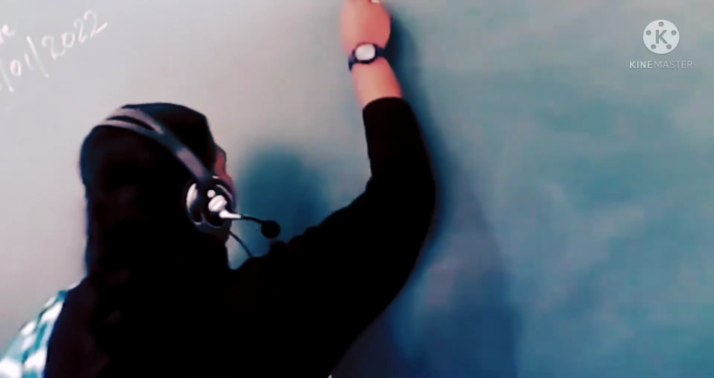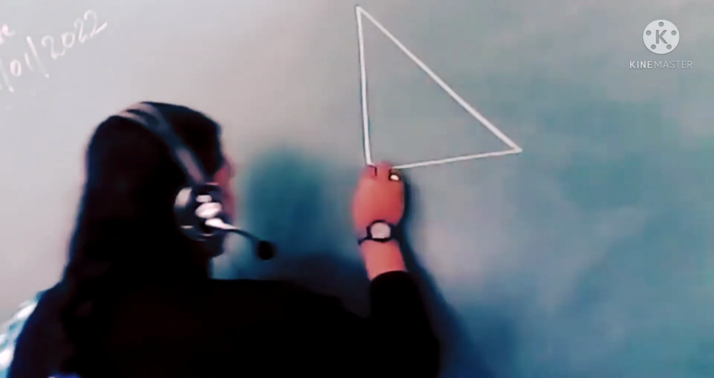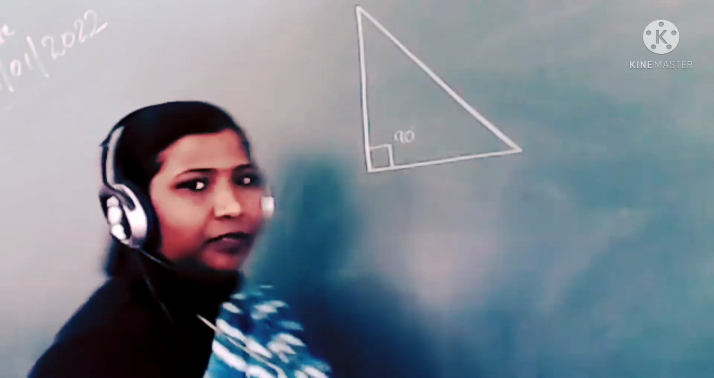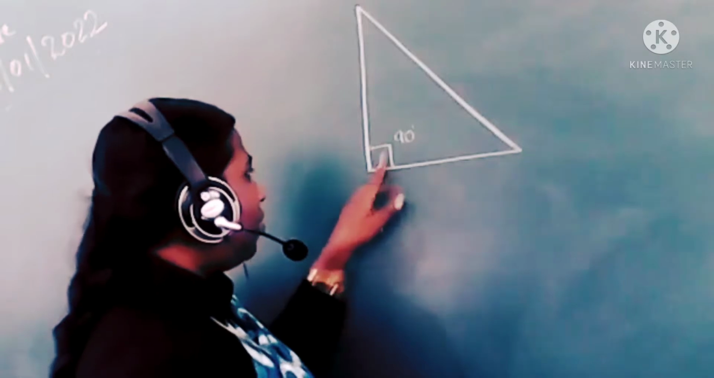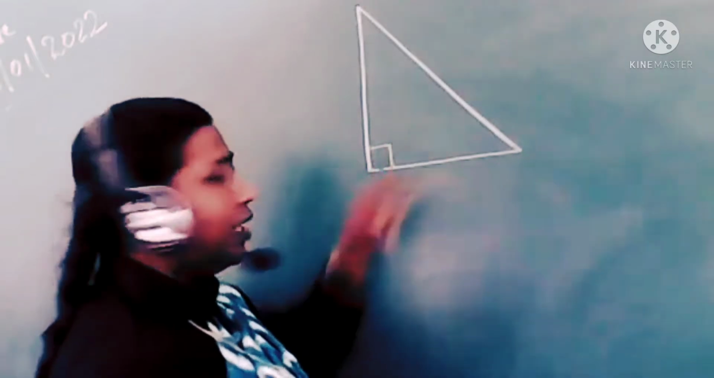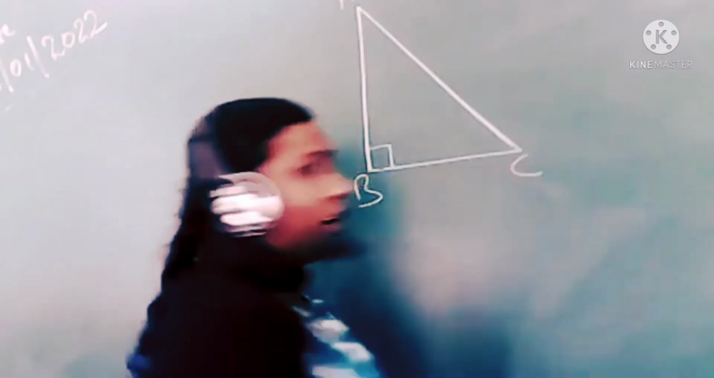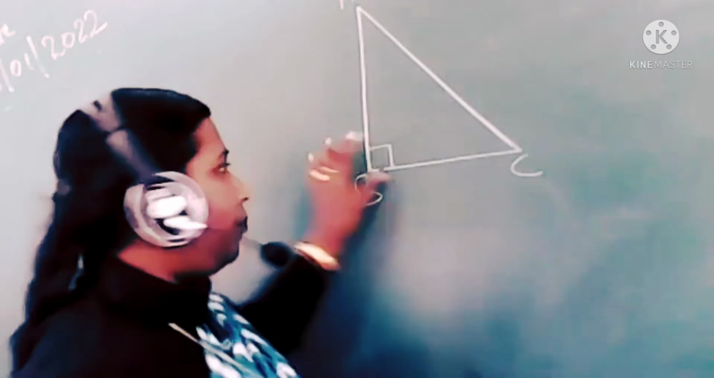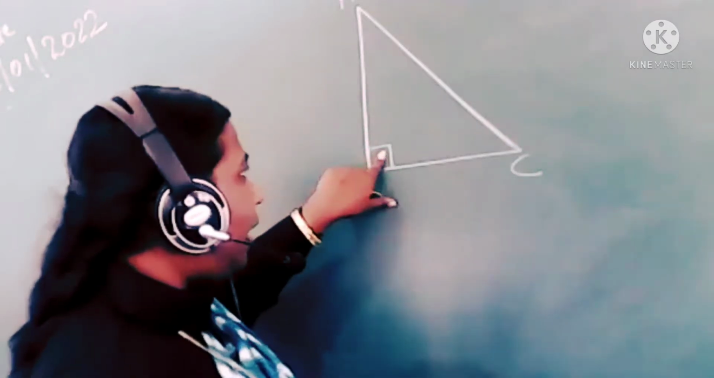In this you can see that first I draw a right angle triangle. In this you know that this angle should be 90 degree. Okay, by showing this sign only we understand that this is 90 degree. Now here I put the names A, B, C. Now in Pythagoras theorem, what we can see is that this angle is 90 degree.